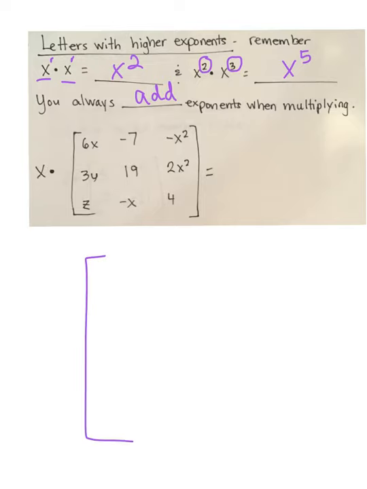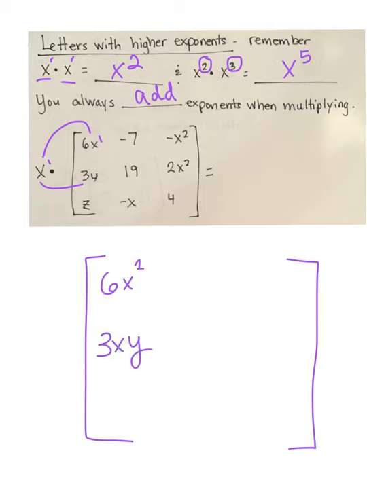I'm going to put the answer for this one down here so that I can write nice and big. So we do x times 6x. So it would be 6x, remember this is an exponent of 1, and an exponent of 1, so it's a total of 2, so 6x squared. X to the first times 3y, so it'd be 3xy. X times z is just xz. X times negative 7, negative 7x. X times 19, 19x.